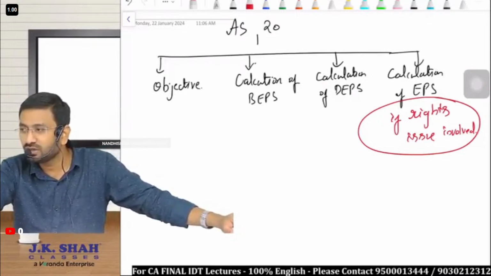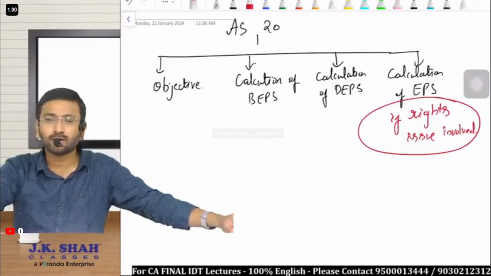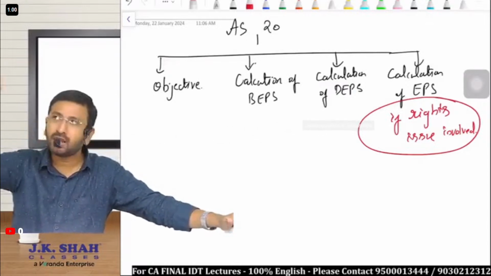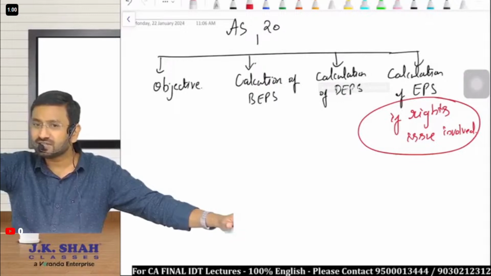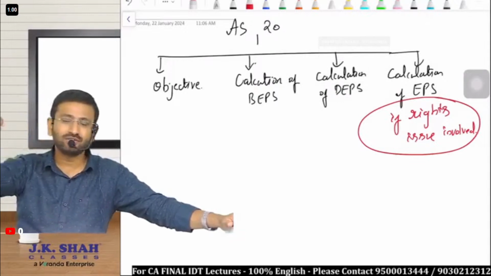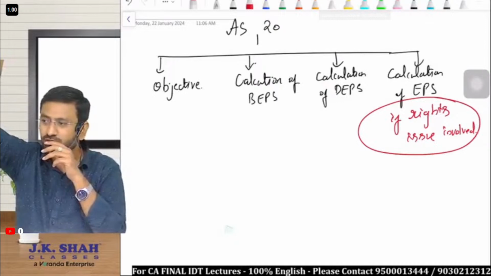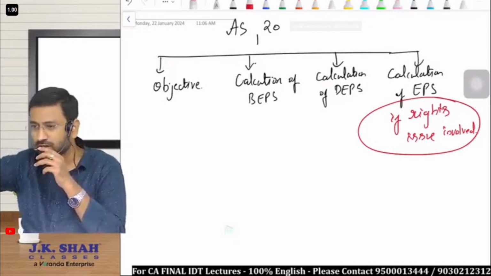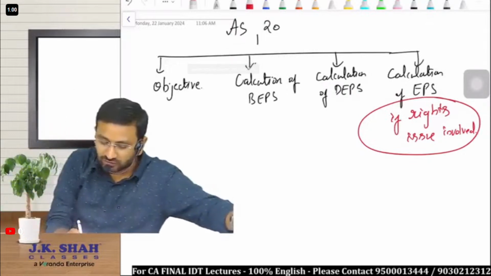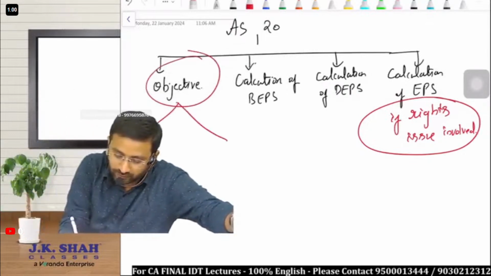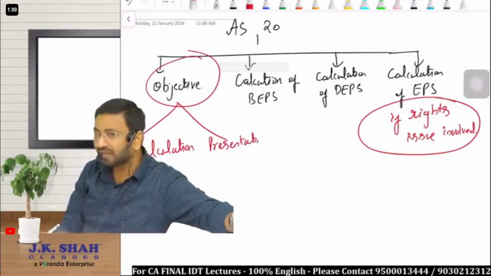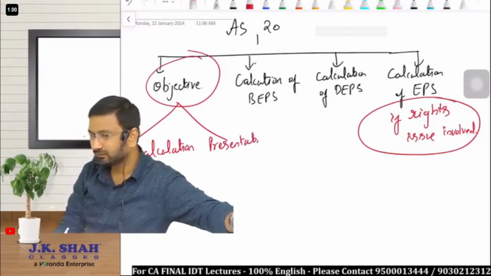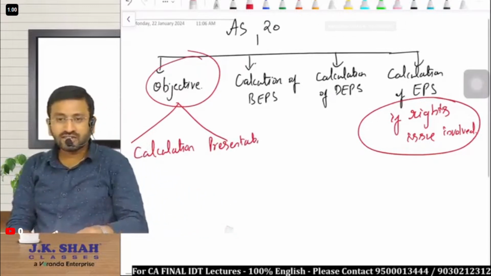You have to disclose that on the face of P&L account. I'm sure you would have learned that company schedule 3 format. Once you show that final profit from all the operations, we have to show basic EPS and diluted EPS. We show that in notes to accounts or on the face of profit and loss account? On the face of P&L account. I want you to remember that. So what is the objective of the standard? To show calculation of EPS and presentation of EPS. How to calculate, how to present it. Calculation as well as presentation.